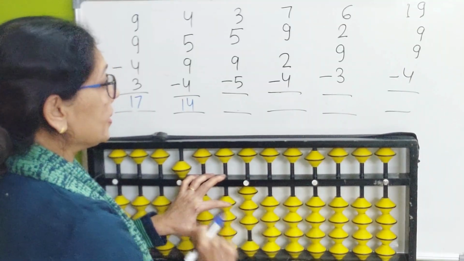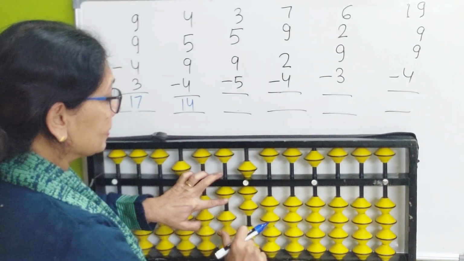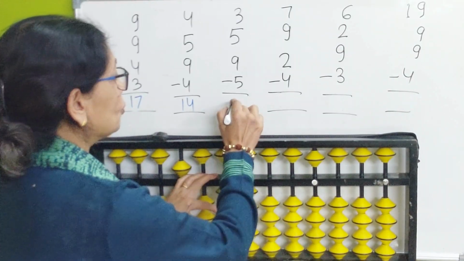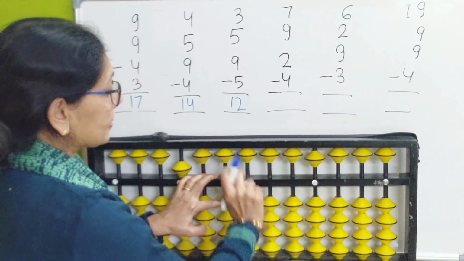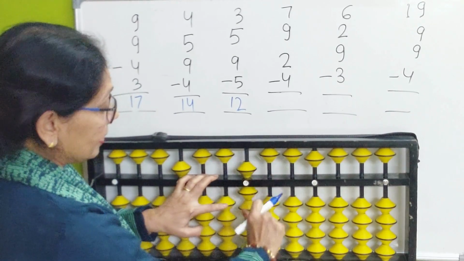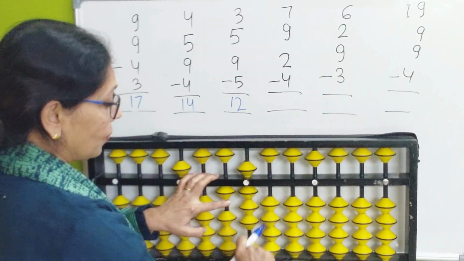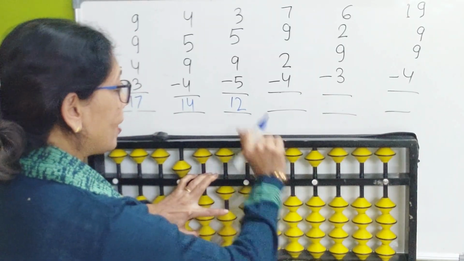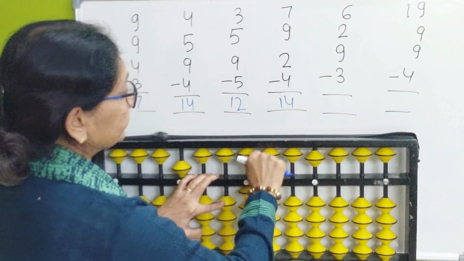Next is 9: less 1, add 10. Less 5, 12. Next, 9: less 1, add 10. Then you have to less 4. Add 1, less 5. So this is 14.